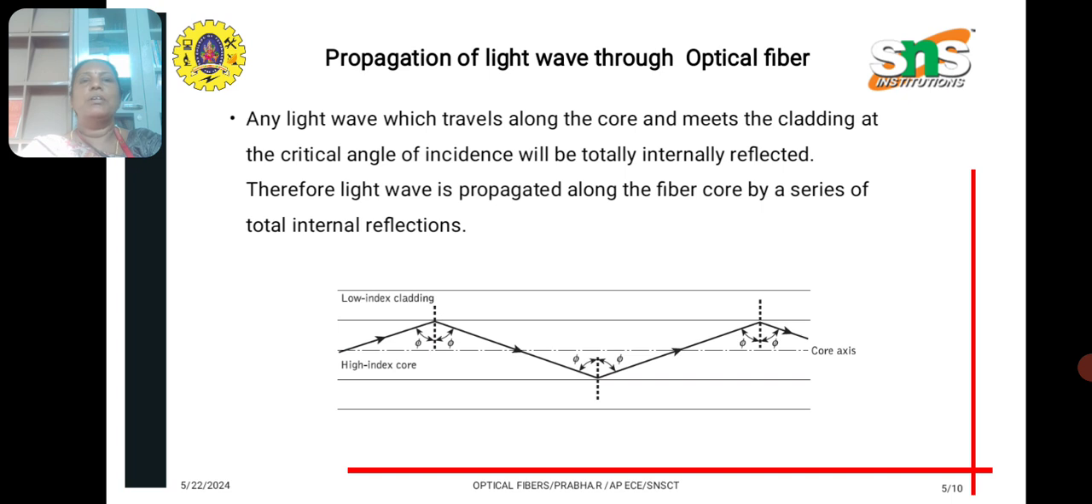And now we are going to see the propagation of light through optical fiber. Any light wave which travels along the core and meets the cladding at an angle greater than the critical angle of incidence will be totally internally reflected. Therefore, the light wave is propagated along the fiber core by a series of total internal reflections, as shown in the diagram.